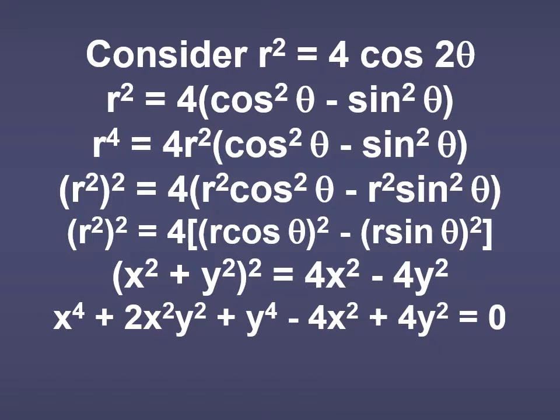Here's the equation right here. x to the 4th plus 2x squared y squared plus y to the 4th minus 4x squared plus 4y squared equals 0. That's what r squared equals 4 cosine 2 theta is. So as you can see, if you wanted to graph this in the rectangular coordinate system, you would just get really frustrated in the beginning. So some are just better left in the polar coordinate system.